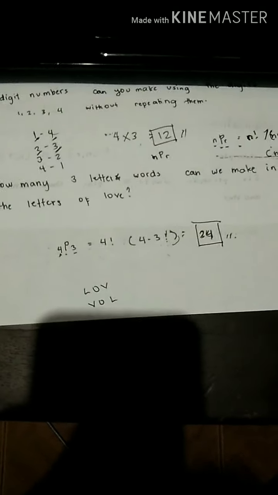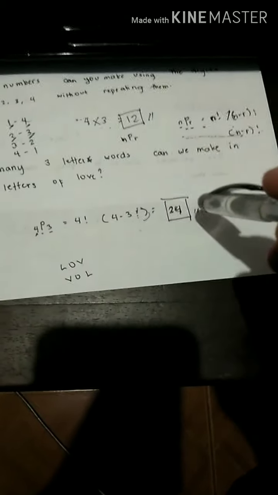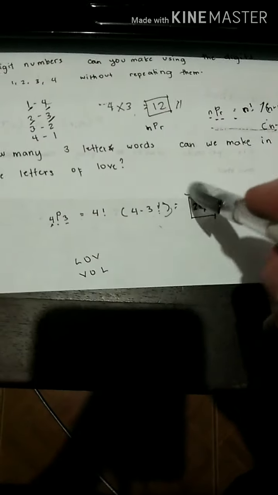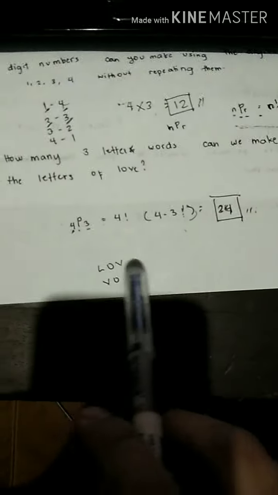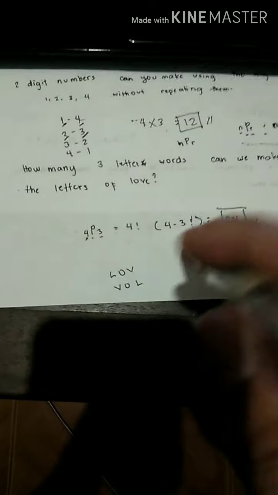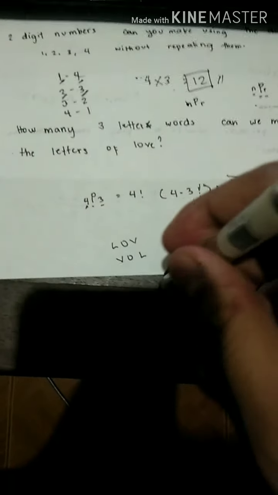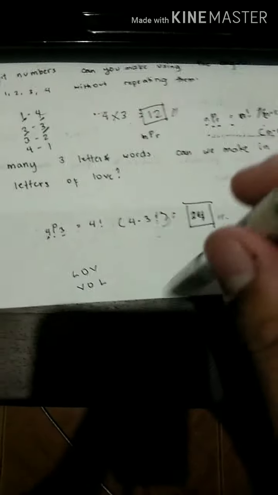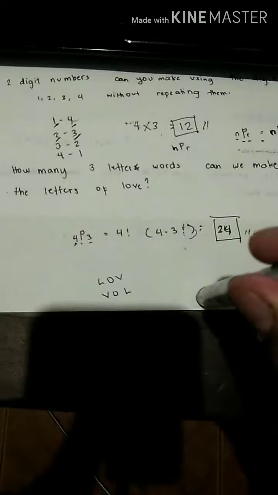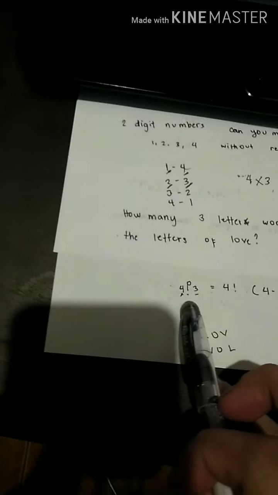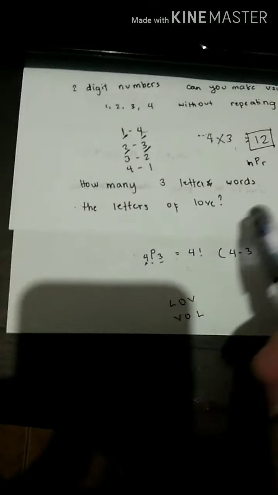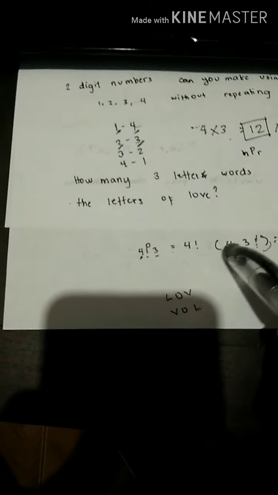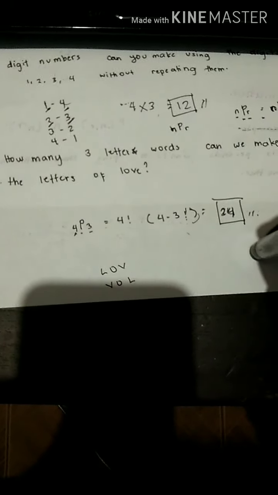Again, there are 4 letters in the word love, and making 3-letter words is similar to arranging these 3 letters. LOV and VOL are very different because of the order of the same letters L, O, and V. Hence, yes, it is a permutation problem. The number of words is given by 4P3, which equals 4 factorial divided by (4 minus 3) factorial, and the answer is equal to 24.